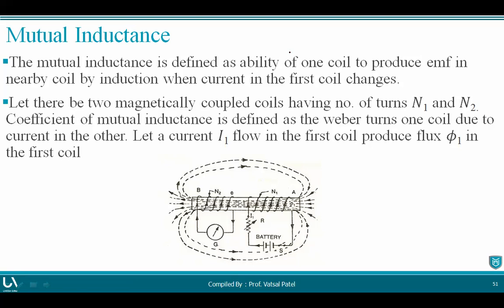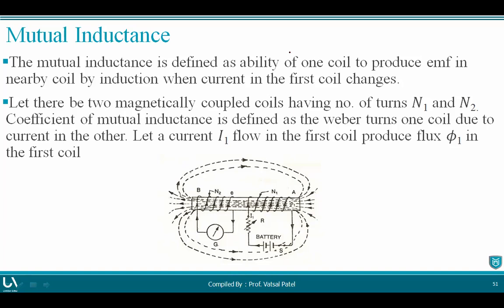According to this diagram, we already discussed the mutual induced EMF, right? Whenever the current is changing in the first coil, the induced EMF will change in the second coil also, because the flux is changed. So mutual inductance is defined as the ability of one coil to produce an EMF in the nearby coil by induction when the current in the first coil changes. Let there be two magnetically coupled coils having N1 and N2 turns respectively.